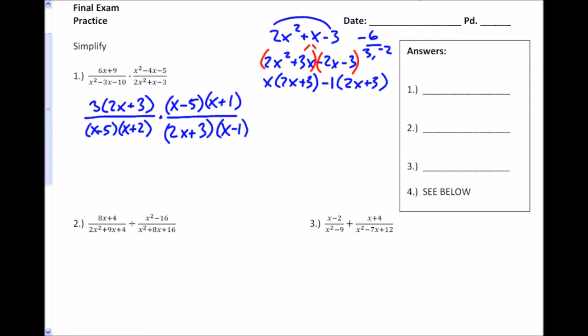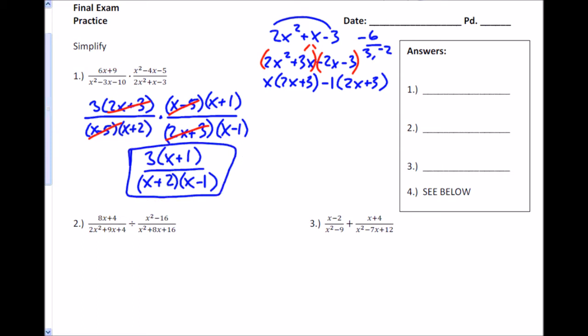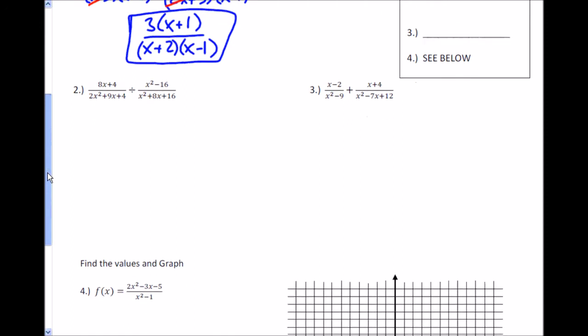Okay, so now I cancel out everything that I can. The 2x plus 3's cancel. The x minus 5's cancel. And that looks like about it. That's all that's going to cancel out here. So now in my numerator, I'm left with a 3x plus 1. In the denominator, I'm left with an x plus 2 and an x minus 1. And that's it. Okay. Factor, cancel out any common factors, and then multiply straight across.